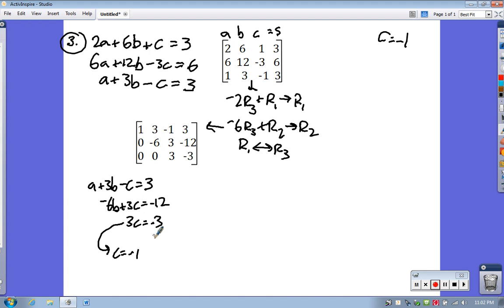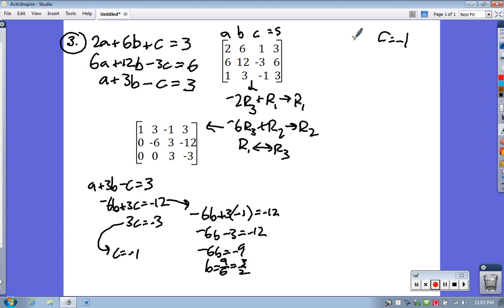Now I can do what's called back substitution to get the other values. If I know C, I can plug it into this equation. Negative 6B plus 3 times C, C is negative 1, equals negative 12. Negative 6B minus 3 equals negative 12. Add 3 to both sides. Negative 6B equals negative 9, divided by negative 6. B is negative divided by negative, which is positive 9/6, which is the same as 3/2. So now I know what B is.